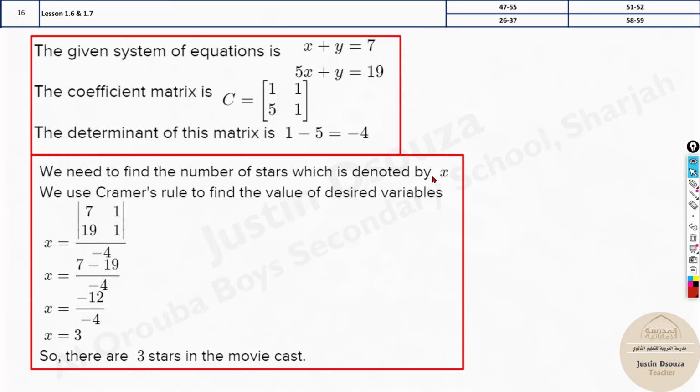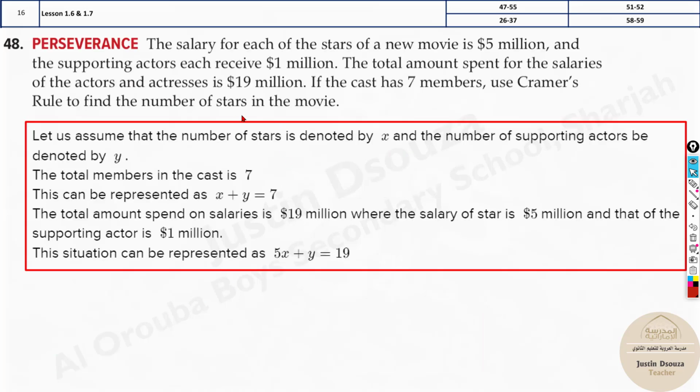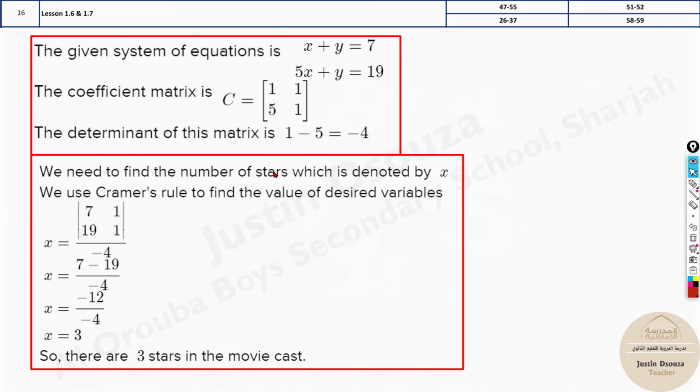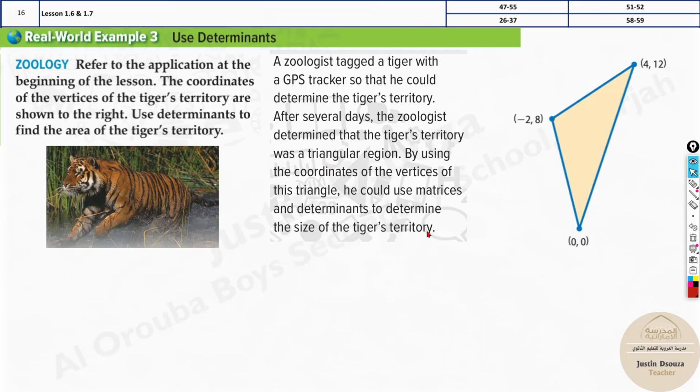And then you find how many actors are there. There are 3. And did they ask us to find anything else? No. As you can see over here, they have asked, use Cramer's rule to find the number of stars in the movie. That's it. So only X is enough. If you find X, that's the answer. There are only 3 stars and the remaining is played by the supporting.